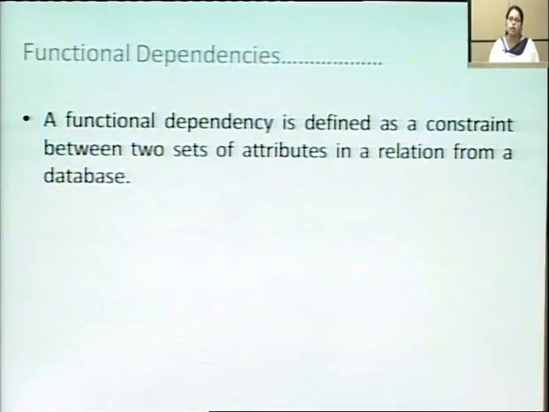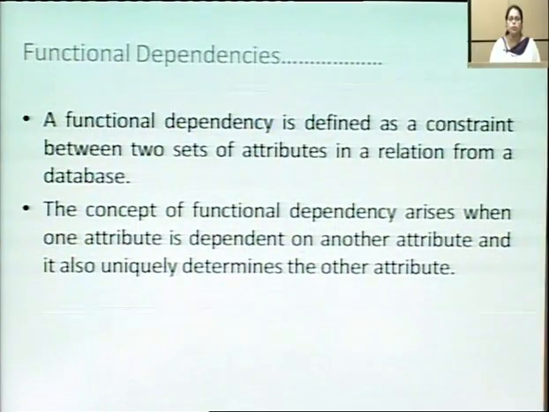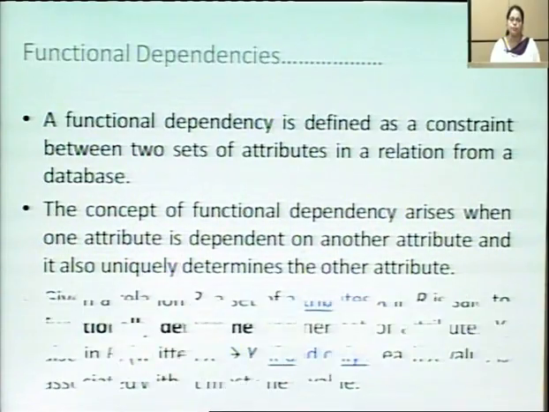A functional dependency is defined as a constraint between two sets of attributes in a relation from a database. The concept of functional dependency arises when one attribute is dependent on another attribute and it uniquely determines the other attribute. So functional dependency is the constraint among attributes, and it arises when one attribute set is dependent on another attribute set, and also it uniquely determines the value of that attribute.